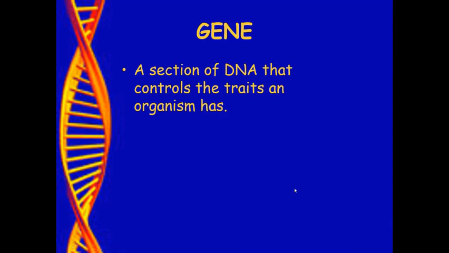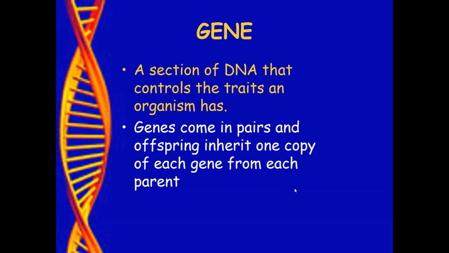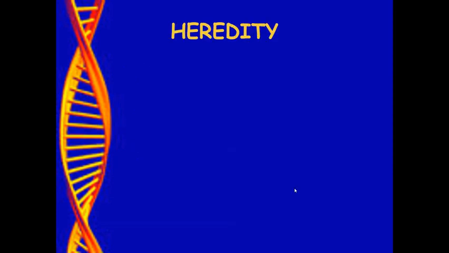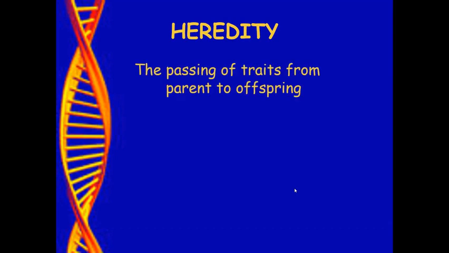A gene is a section of DNA that controls the traits an organism has. And remember, as I said a little bit ago, genes come in pairs and offspring inherit one copy of each gene from each parent. So you can see in this picture, it kind of shows you that cells have chromosomes in them. Chromosomes come in pairs and they're made of DNA, and then a section of that DNA is a gene. Heredity is the passing of traits from parent to offspring.